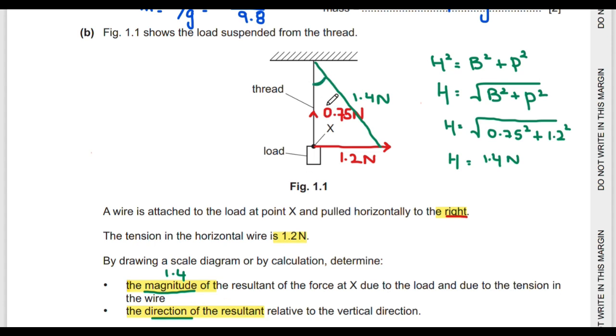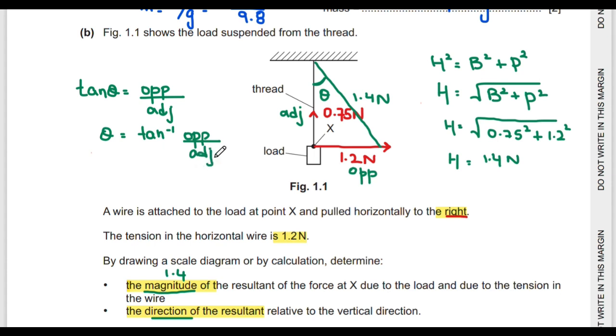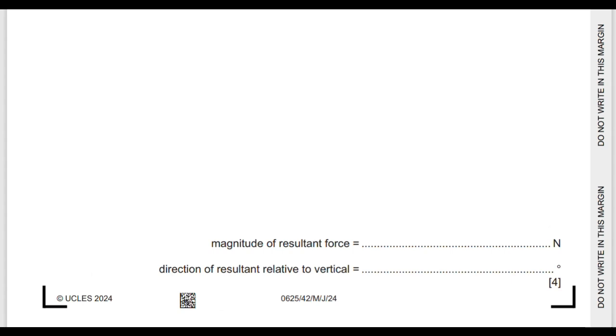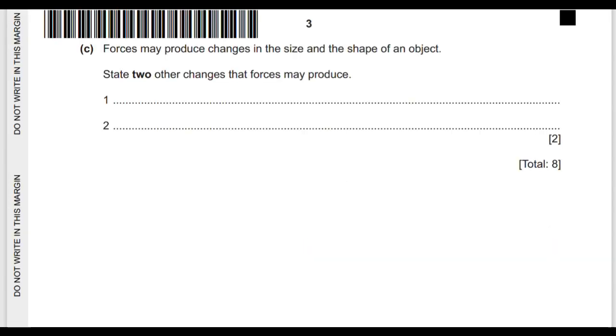Now what about the direction? What about this angle? So we can get this angle by using a normal trigonometric function. This side is opposite and this side is adjacent. So we can use tan theta, which is opposite over adjacent. If you want to get the angle, tan would be reversed or inverted. Putting in the values 1.2 over 0.75, taking tan inverse of this fraction will give you 58 degrees, which is the direction of this force. So 1.4 Newton and 58 degrees is the final answer.